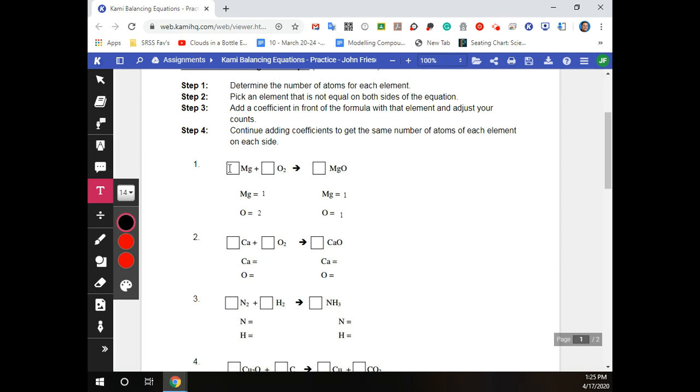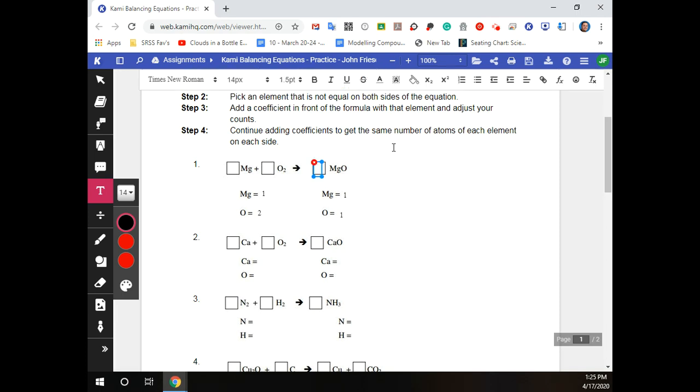Now you can see that magnesium is balanced, but oxygen is not. So what we do is we pick an element that is not equal on both sides. Okay, that's the next step. And so we notice that these guys are equal, but these guys are not. How would we make this O, which is this one, the same as this one? Remember, we can only multiply it by a coefficient. And so we put a number up here.